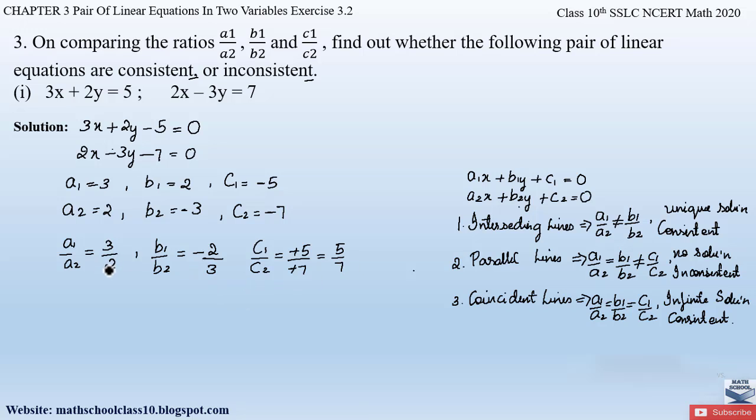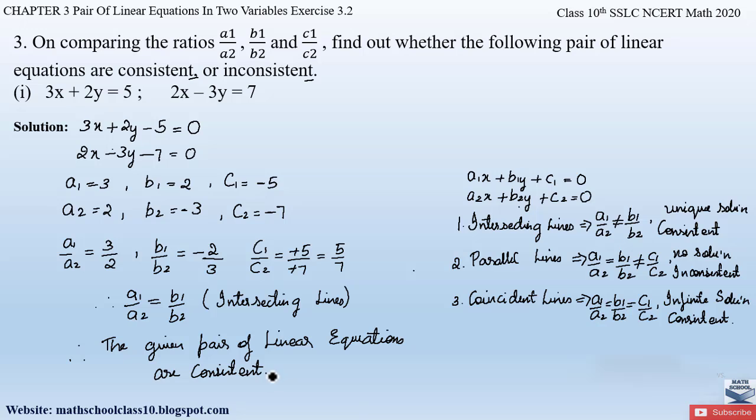Now if you consider the conditions given for intersecting, parallel and coincident lines, we can notice that a1 by a2 is not equal to b1 by b2. If this condition occurs, we can say that the lines are intersecting lines. Hence, we will have one unique solution, and since we obtain a solution, the lines will be consistent. The other two conditions need a1 by a2 equal to b1 by b2, so these two conditions, parallel and coincident lines, are not possible. Therefore, since a1 by a2 is not equal to b1 by b2, we have intersecting lines, and hence we can say that the given pair of linear equations are consistent.